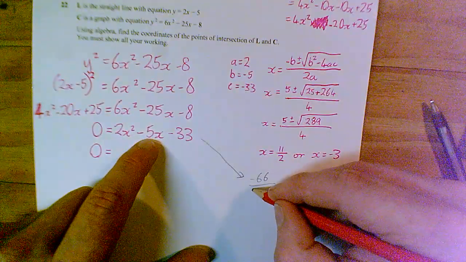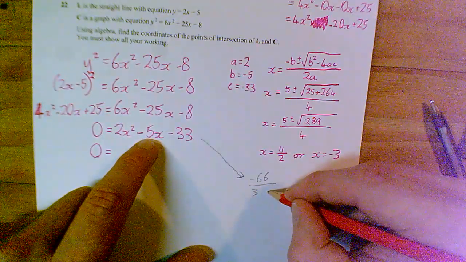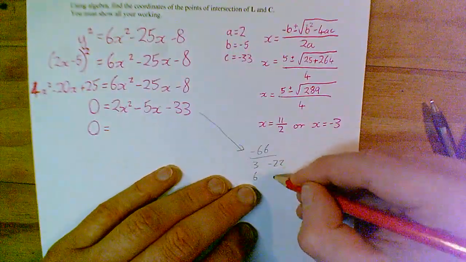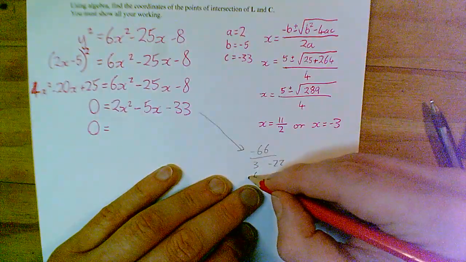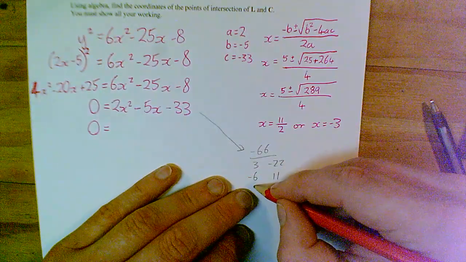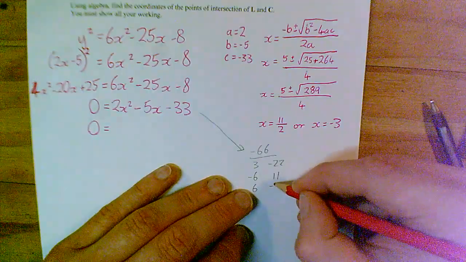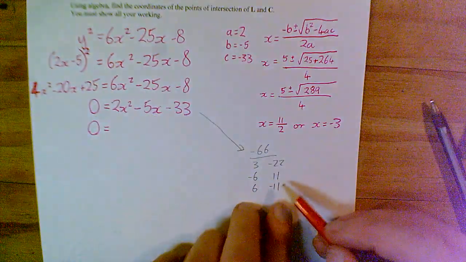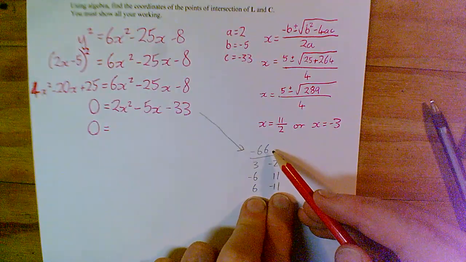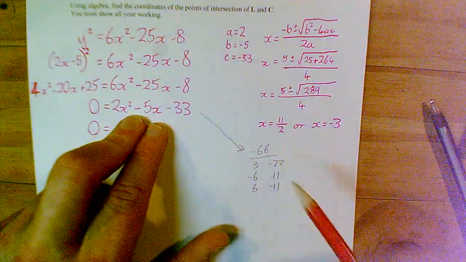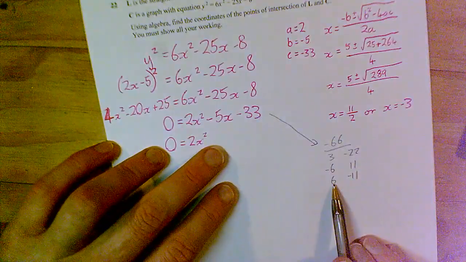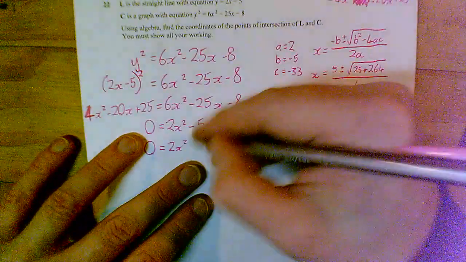So start with 3 and negative 22. That's not high enough. There's 6 and 11. Oh, I'm already there. So either negative 6, positive 11, or positive 6, negative 11. Which of them add to negative 5? That one, 6 and negative 11. Right, so I found two numbers. They multiply to make negative 66. They add to make negative 5. The weird bit is that you then, instead of writing negative 5x, write plus 6x, take 11x.